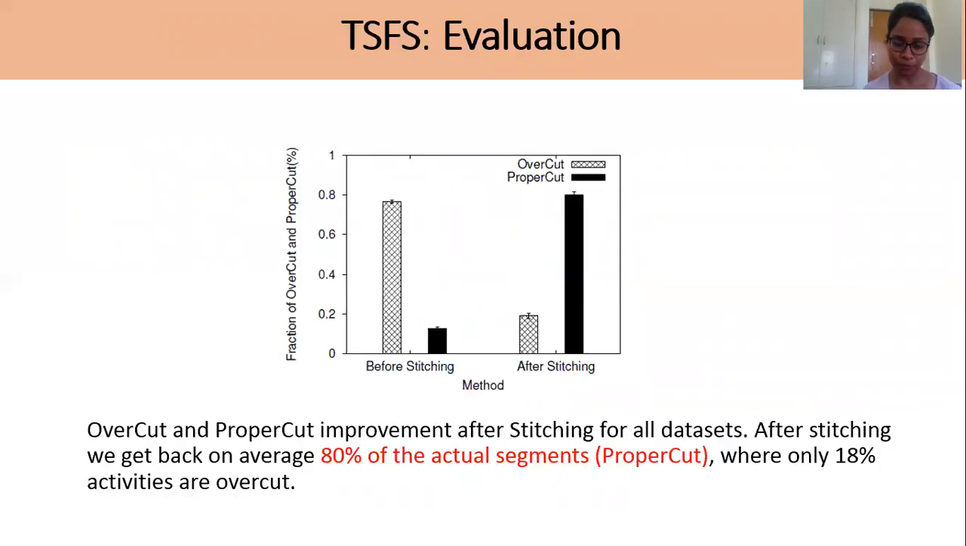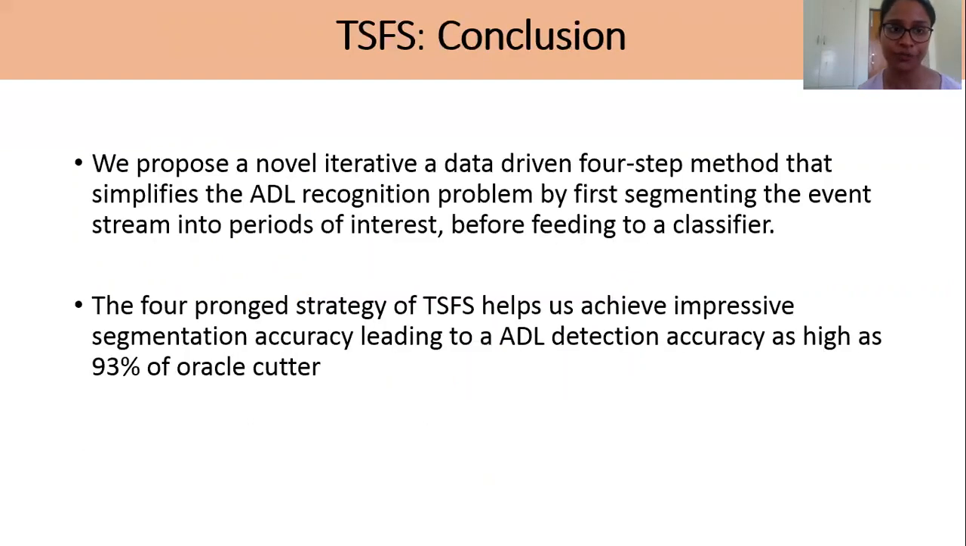And as I told before, stitching greatly improves proper cut by reducing overcut a lot. So from 20%, it went to about 80% improvement in the case of proper cut by stitching. So even though it's a greedy approach, it does really well. So in conclusion, we can say that we propose a 4-step iterative data segmentation process, which improves the ADL detection accuracy to about 93% of the mean cutter, Oracle cutter. Okay, so let's move on.